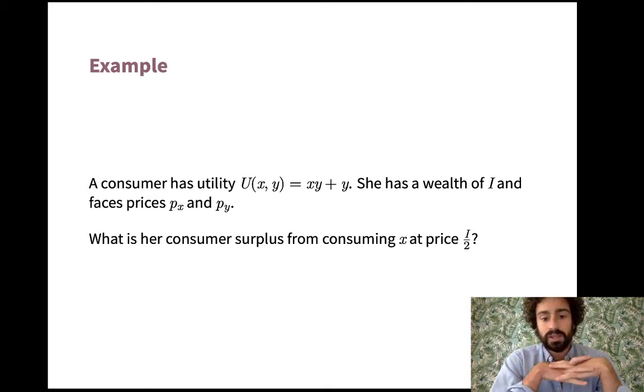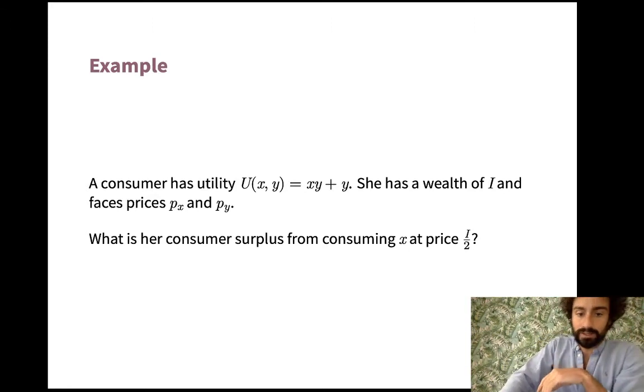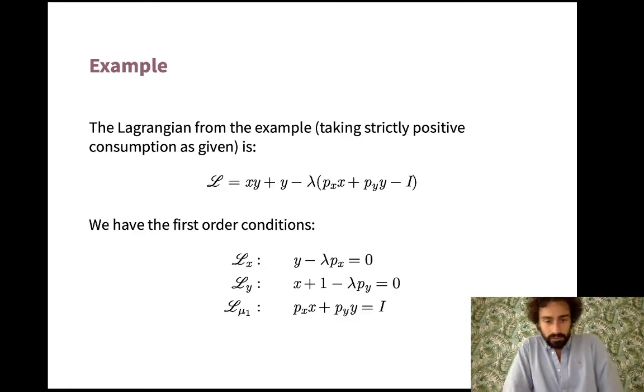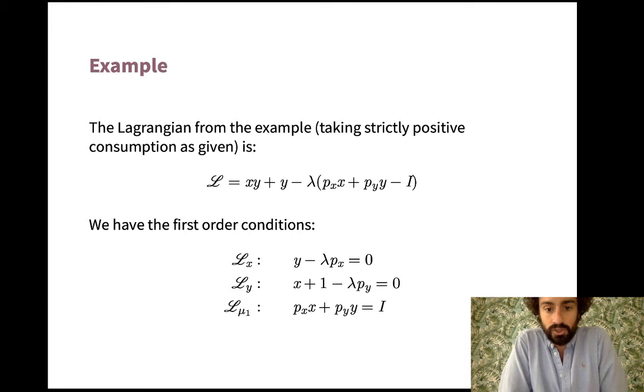The consumer has a utility x times y plus y. She has a wealth of I and faces prices px and py. And we're going to ask what is her consumer surplus when she consumes at a price I over 2. So the price of good X is half of her income, whatever her income is, divided by 2. So we can write down the Lagrangian. We're going to assume strictly positive consumption. So we're going to assume that the first order conditions hold, and ignore the budget constraint potentially being slack.